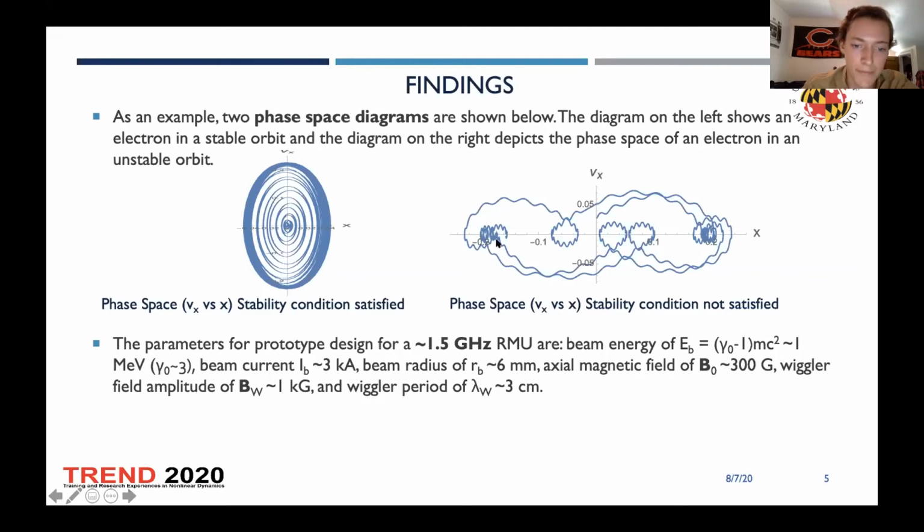So we came up with parameters for a prototype design for an approximately 1.5 gigahertz RMU. And this just happens to be the frequency of GPS signals. The parameters for that are a beam energy of approximately 1 MeV, which leads to an initial gamma factor of 3, beam current of 3 kiloamps, and a beam radius of 6 millimeters. The axial magnetic field is approximately 300 Gauss. The Wiggler field amplitude is approximately 1 kilogauss, and the Wiggler period is about 3 centimeters.